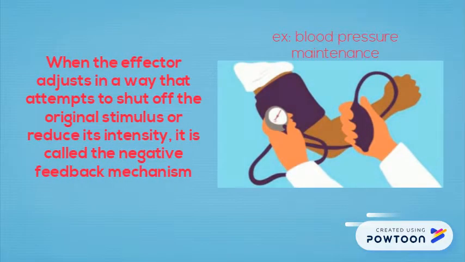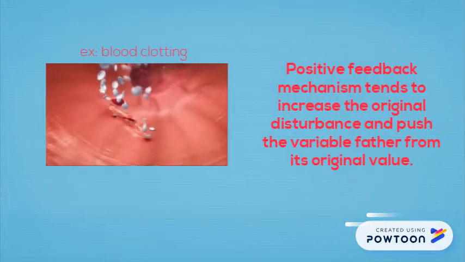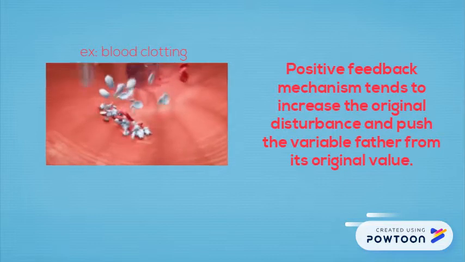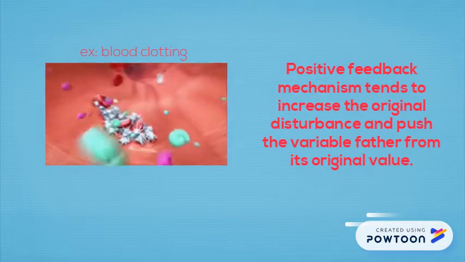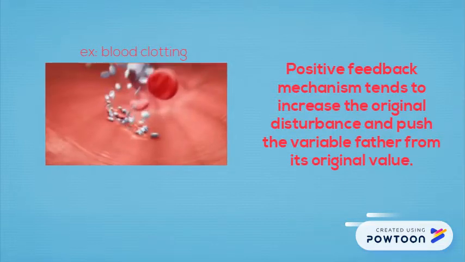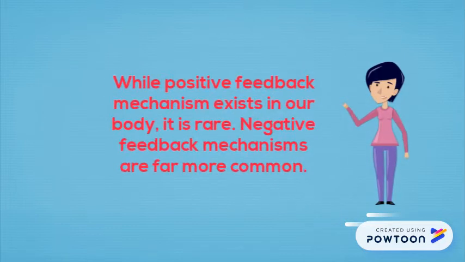When the effector adjusts in a way that attempts to shut off the original stimulus or reduce its intensity, it is called the negative feedback mechanism. Positive feedback mechanism tends to increase the original disturbance and push the variable farther from its original value. While positive feedback mechanisms exist in our body, they are rare. Negative feedback mechanisms are far more common.